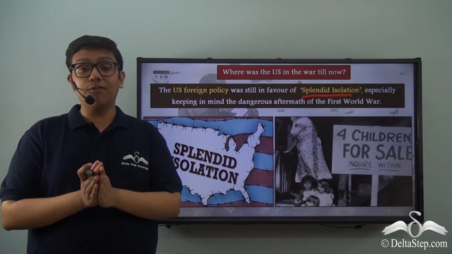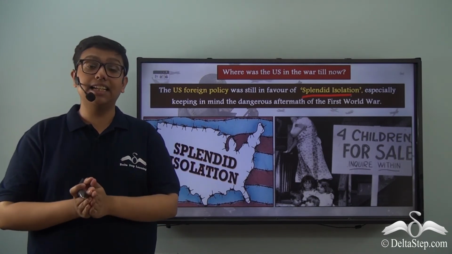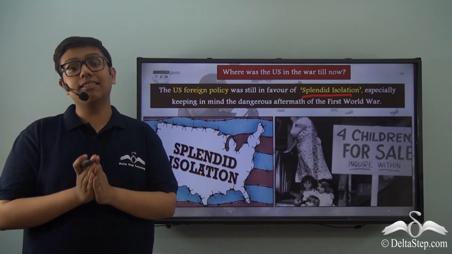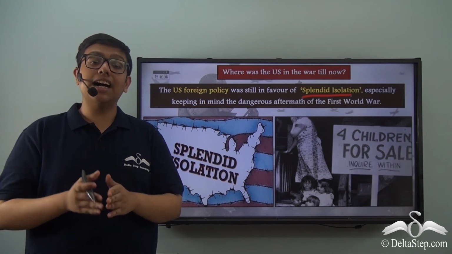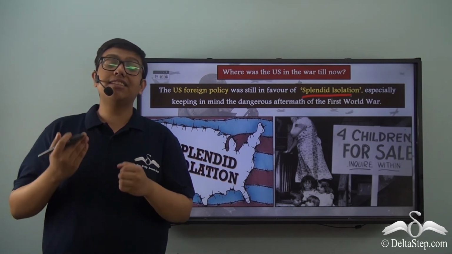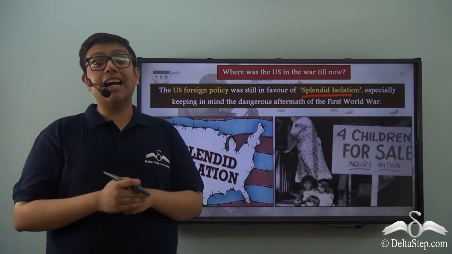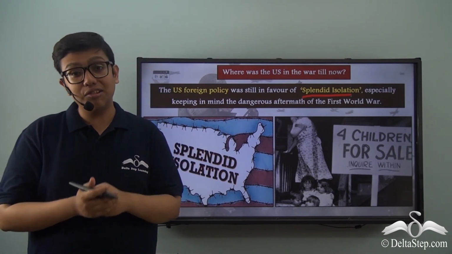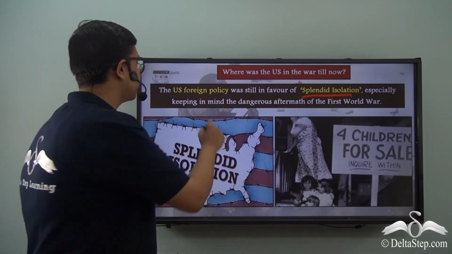USA no longer wanted something like that to happen again, and therefore decided to stay away from all forms of battles and wars and anything happening outside its continent. And when the Second World War broke out, it decided to stay away from the Second World War as long as the war does not reach its continent.